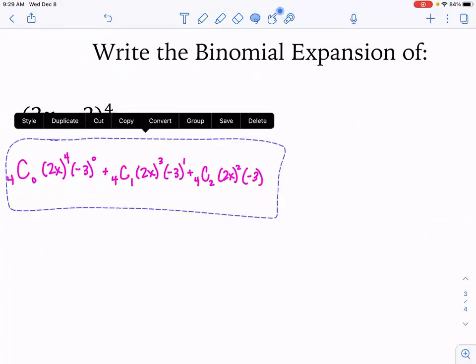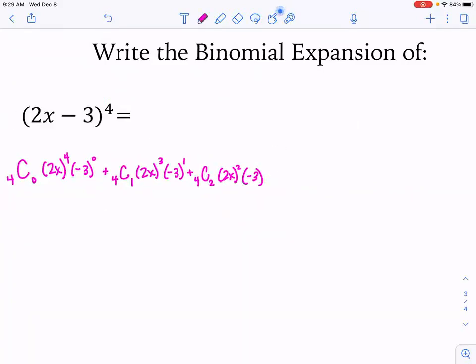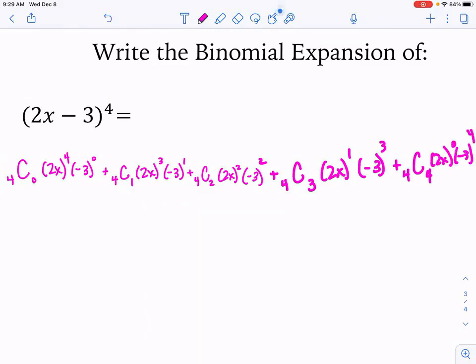Another room here. Then we'll have 4 combinations of 3, 2x to the first power, -3 to the third power. And then our last term is going to be 4 combinations of 4. We know this is our last term because now these two, N and R, they match. We can't go any further. 2x is now to the 0 power and -3 is now to the 4th power.